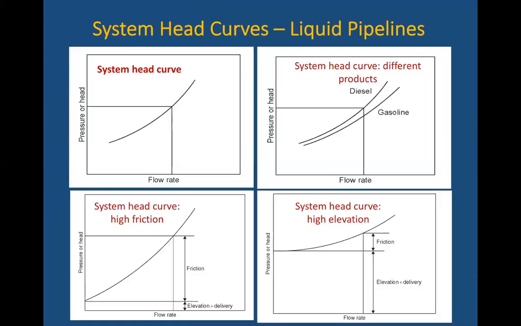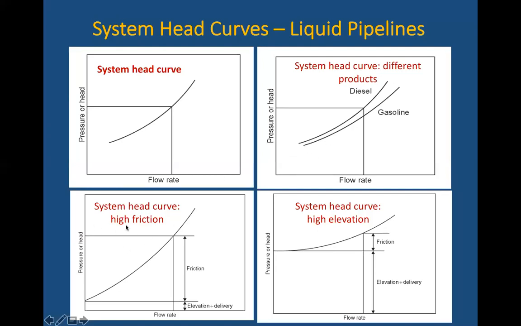Now, in the case of a liquid pipeline, there is a system head curve. What is a system head curve? We should know what will happen when we throw some fluid into the pipeline. You have a particular distance or flow rate, and according to the flow rate, how the pressure will change. Once the flow rate is increasing, your pressure is also increasing. So this is one system head curve for a typical liquid. But if you have a different specific gravity, for example diesel and gasoline, the diesel has more specific gravity than gasoline, so its pressure is a little bit higher. And this curve cannot go to zero, because there is always some elevation or delivery pressure.